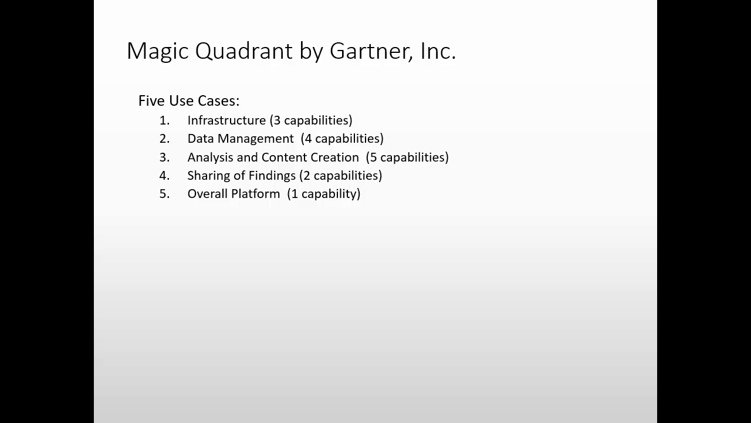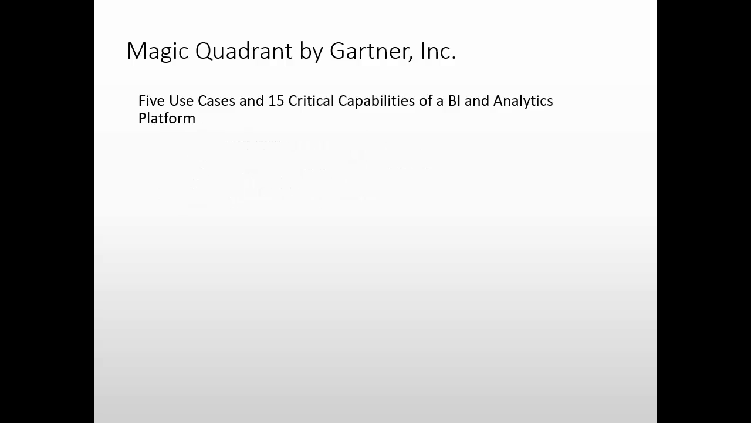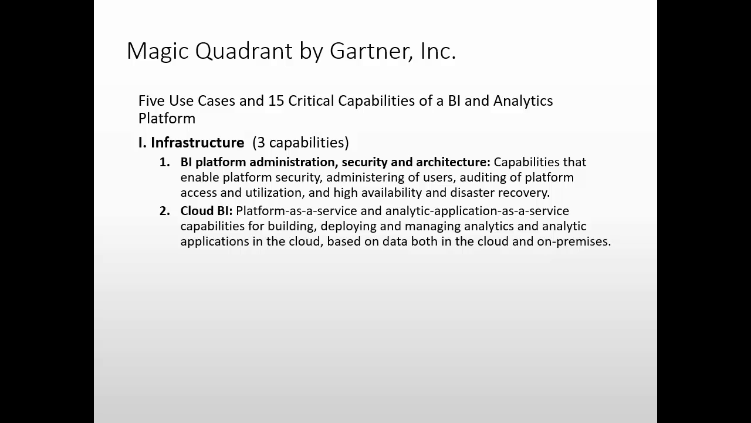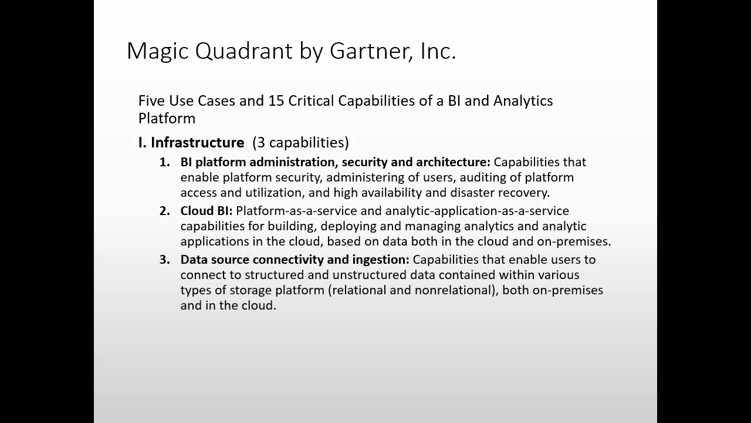So these are 5 use cases, and in these 5 use cases there are about 15 capabilities, and these are explained in the report. I have repeated them here. I'm not going to go through each of them. When you're talking about infrastructure, there are 3 of them. One is the platform itself, the features in the software platform, so security and architecture, and then cloud capabilities and data source connectivity. So these are the 3 listed under infrastructure.